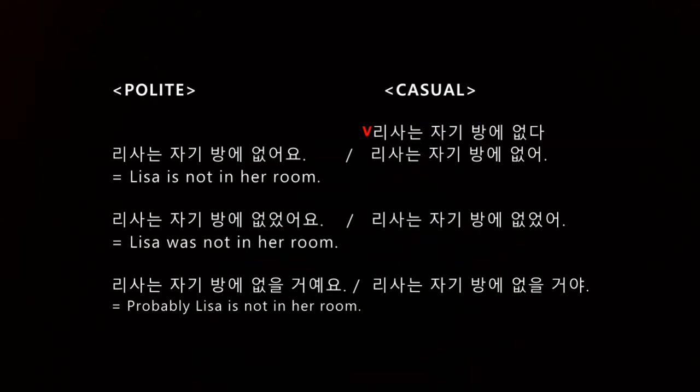리사는 자기 방에 없다. 리사는 자기 방에 없어요. 리사는 자기 방에 없어. 리사는 자기 방에 없었어요. 리사는 자기 방에 없었어. We cannot know if Lisa is in her room now only with this sentence. 리사는 자기 방에 없을 거예요. 리사는 자기 방에 없을 거야.